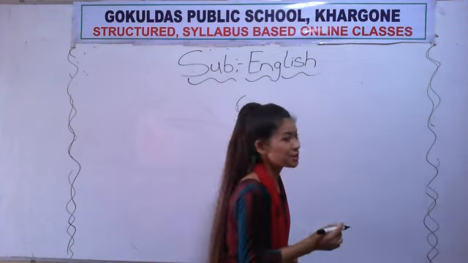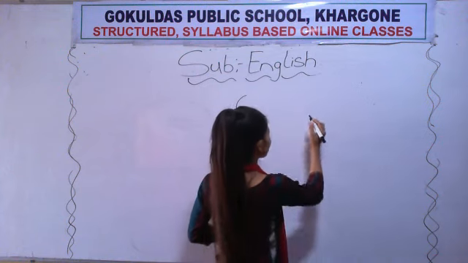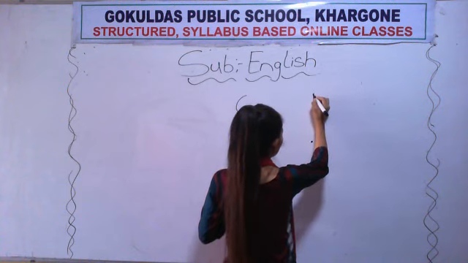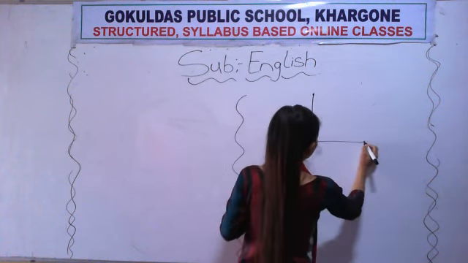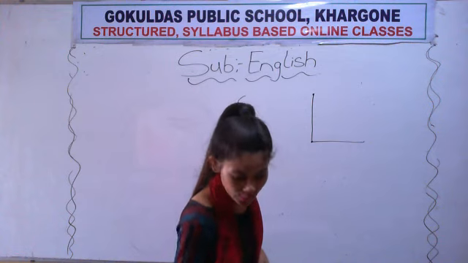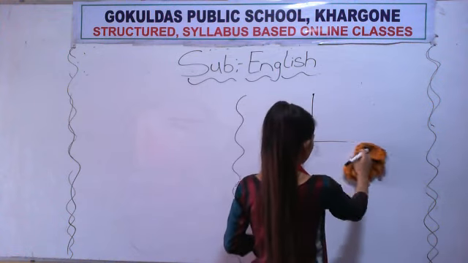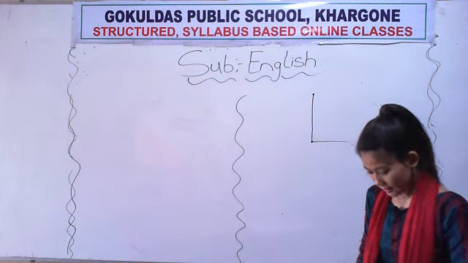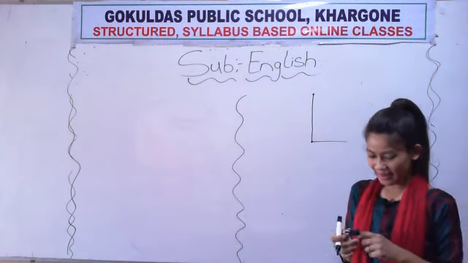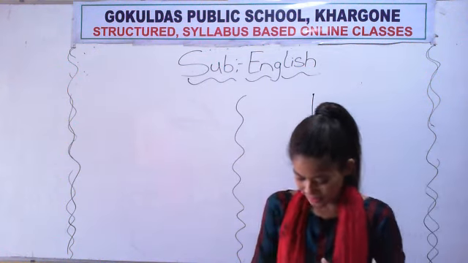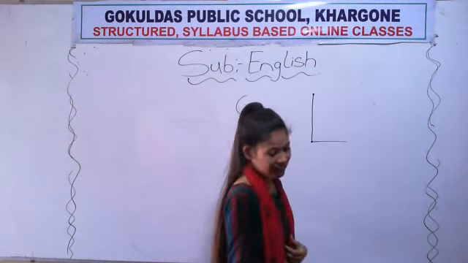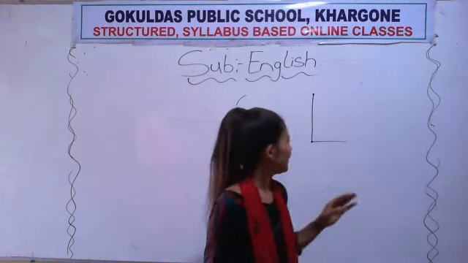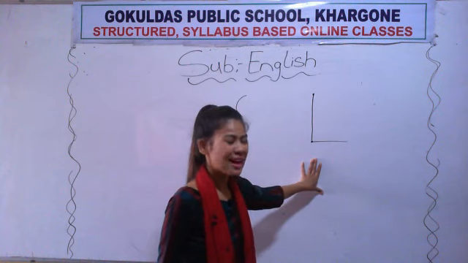Now just identify this letter. Which letter is this? Make a dot, a standing line and a sleeping line. Can you identify which letter this is? This is letter L. You have to just identify, okay?